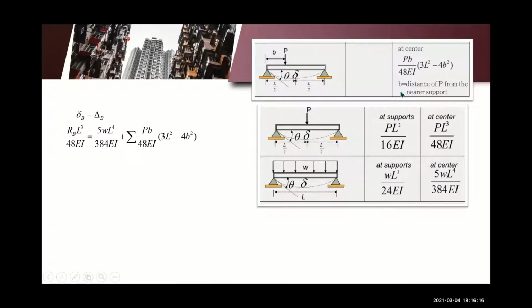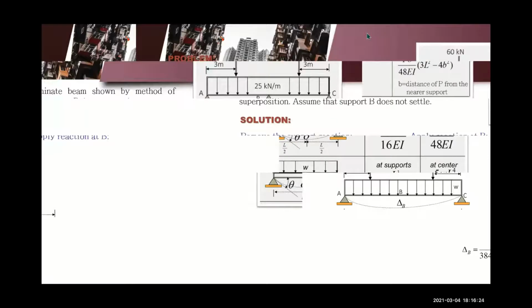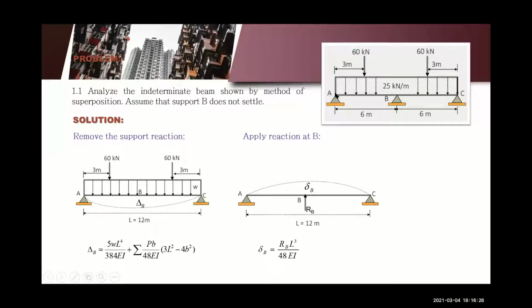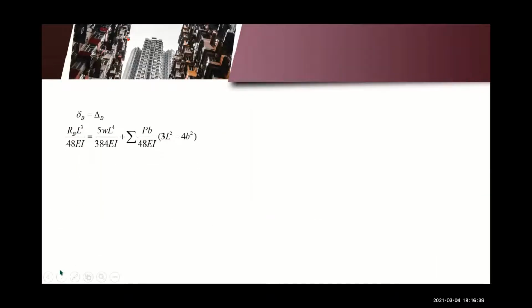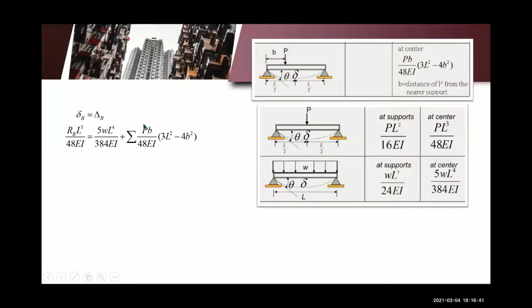Now, please take note of this. The b is the distance of P from the nearer support. So, if you look at the problem, the distance of P from the nearer support, so yung 60, the b is 3. 60, the b is also 3. So, what we did here is, multiply na lang yan natin sa 2. So, ito yung equation for the 60 at an arbitrary distance from the beam.